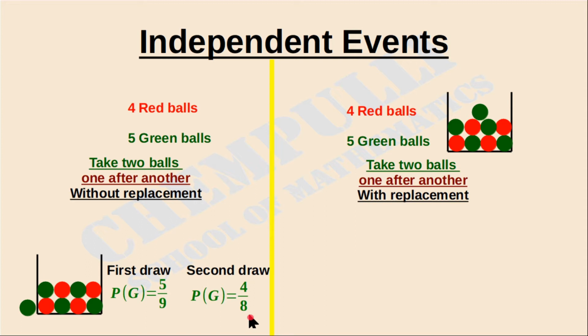Now you can check the second probability. This second draw depends on the first draw. That means these two events are dependent events. Okay, then the second case.